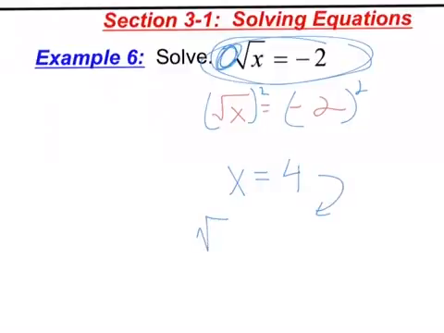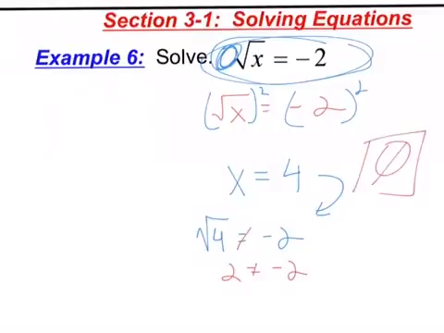So the square root of 4 is equal to -2. We know that that's not a true statement because the square root of 4 is just 2, and that's not going to equal -2. So this particular problem would have no solution, and hopefully that is a familiar symbol and familiar terminology from Algebra 1.